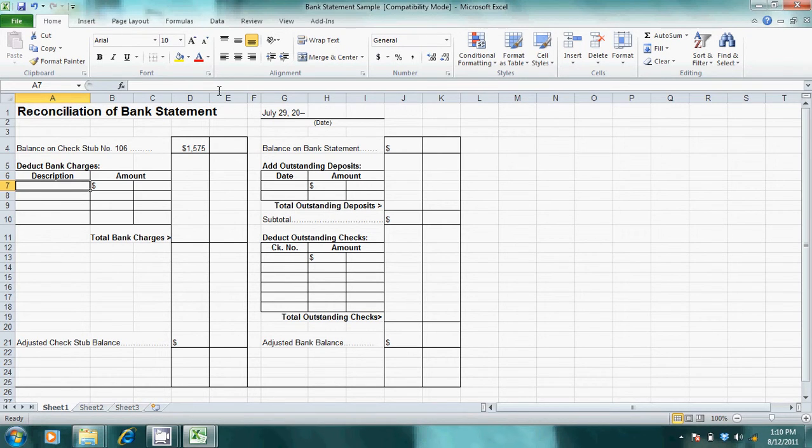Alright, now, down below we're going to deduct any bank charges that we have. So we look through and we see in our textbook that there is a $2 bank charge, and the charge is for a service charge. So we're going to put service charge, $2. Total is 2. And then we're going to deduct those, and we should get a total of $1,573.